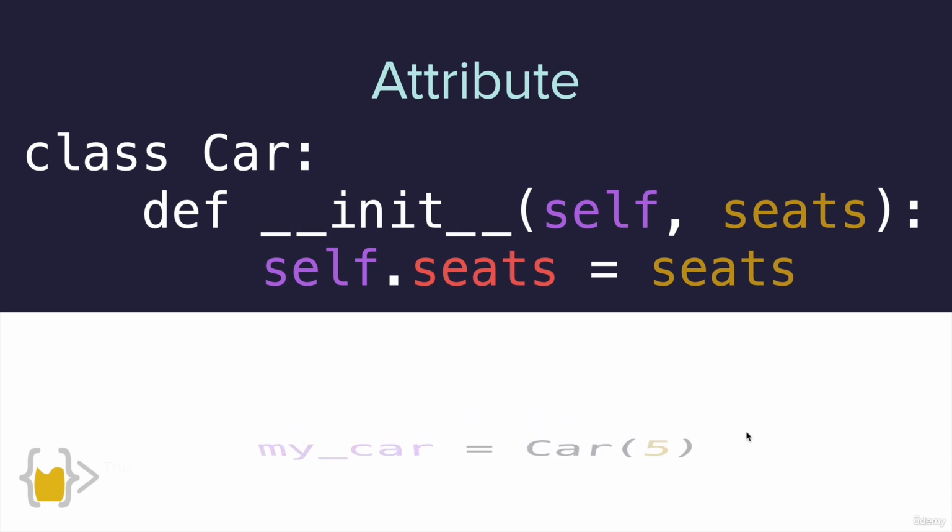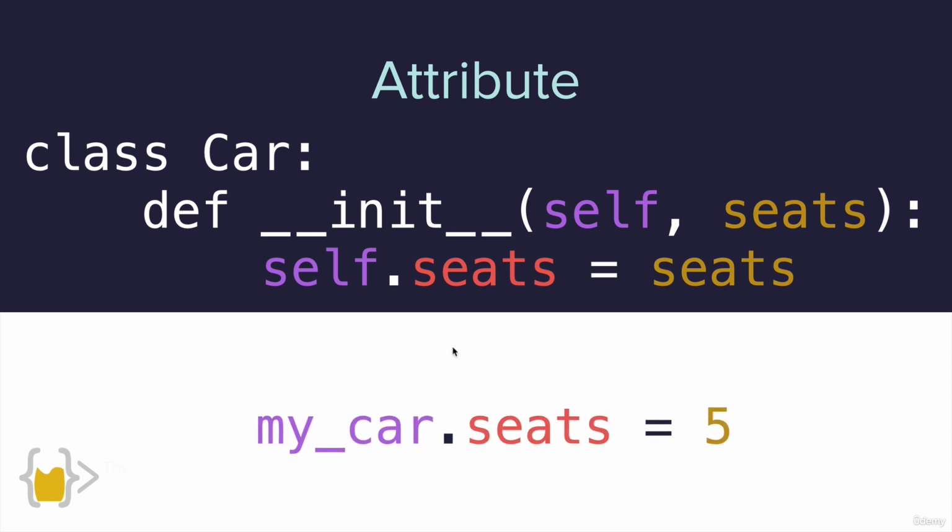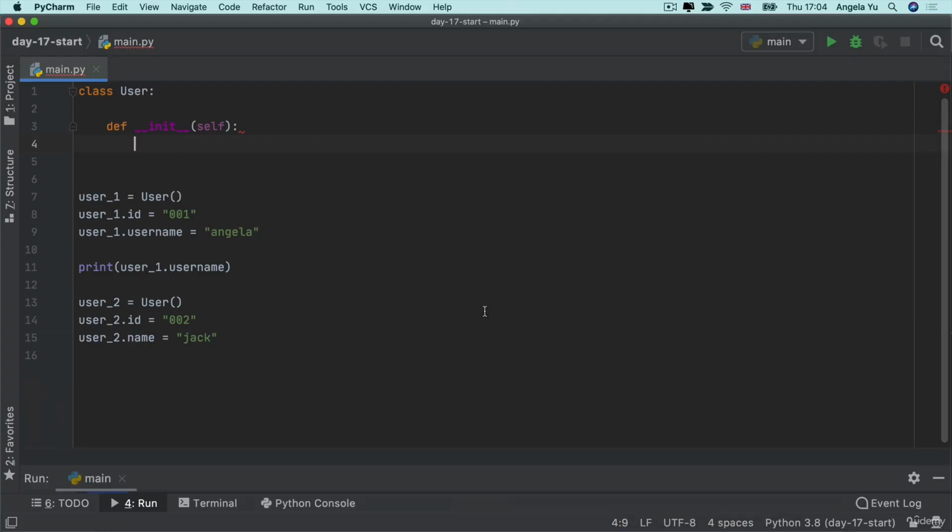And this is exactly the same as if we created our mycar object first, and then we said mycar.seats equals 5. It's completely the same. But it does make it a lot quicker when you're creating a lot of objects that need all the same attributes. Let's see how we would do it here.